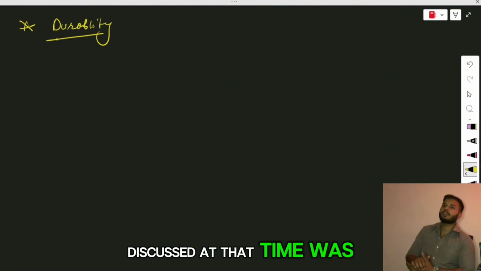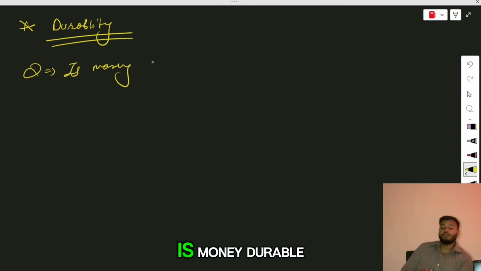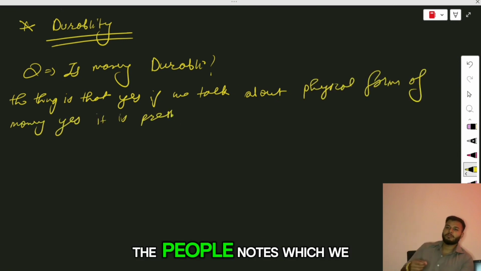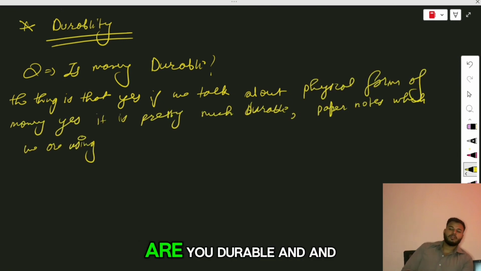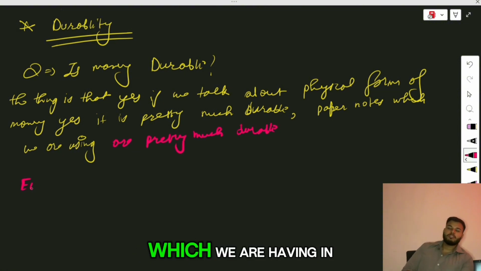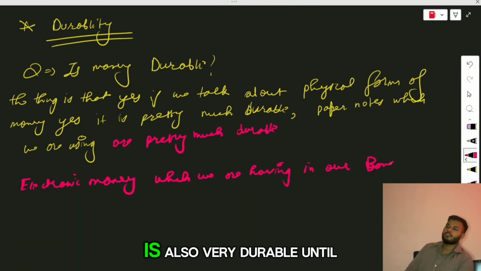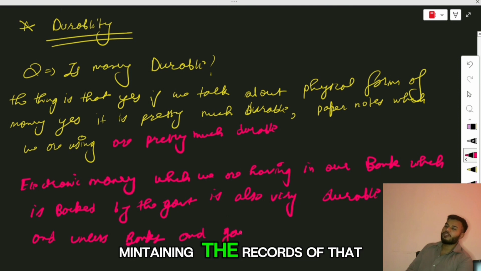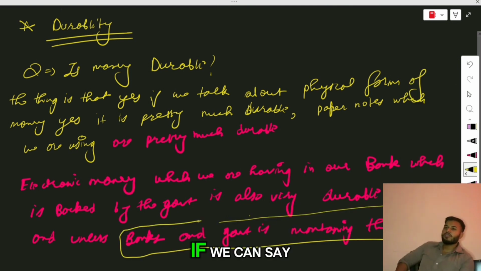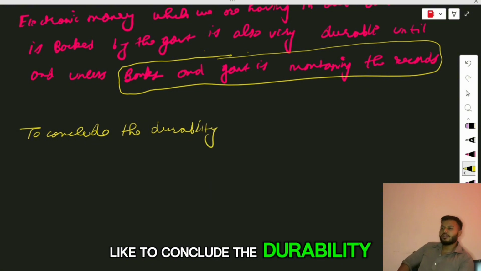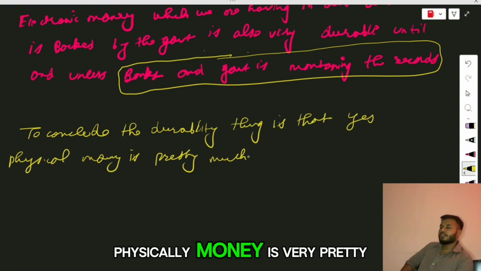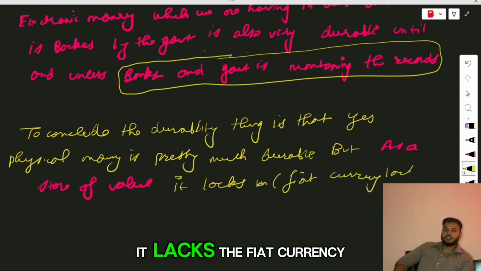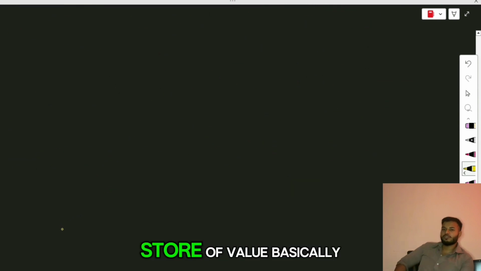Another thing we discussed at that time was the durability of money. Is money durable? Yes, if we talk about the physical form of money, it is pretty much durable. The paper notes which we are using are pretty durable, and the electronic money which we have in our bank, which is backed by the government, is also very durable, as long as the bank and government are maintaining the records for us. To conclude, physically money is pretty much durable, but as a store of value, fiat currency lacks.